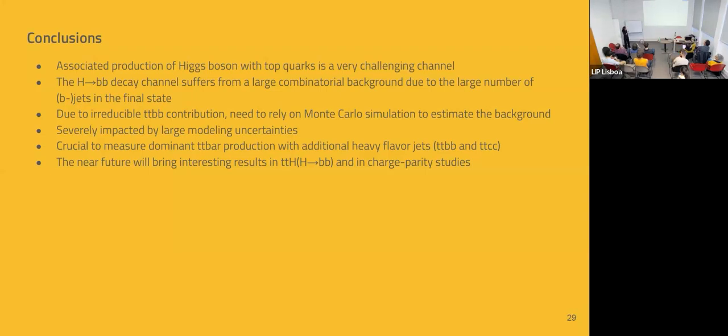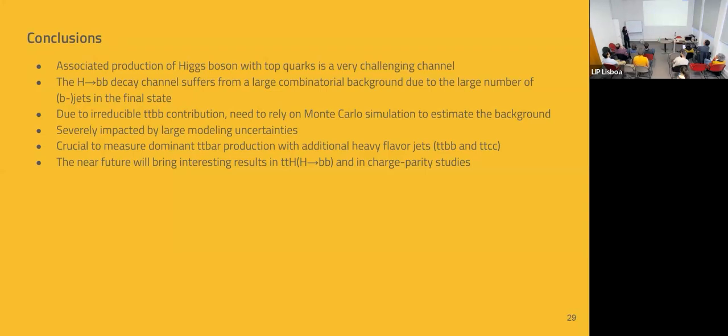The Higgs to bb decay channel specifically suffers from large combinatorial background due to the large number of jets and b-jets in the final state. So this requires multivariate techniques in the analysis. There is a very large contribution from the irreducible ttbb background. And because, as I told you, it's very hard to do a data-driven estimate, we need to rely on Monte Carlo. And this then leads to the fact that we become severely impacted by the modeling systematics of this background, mainly from this background.